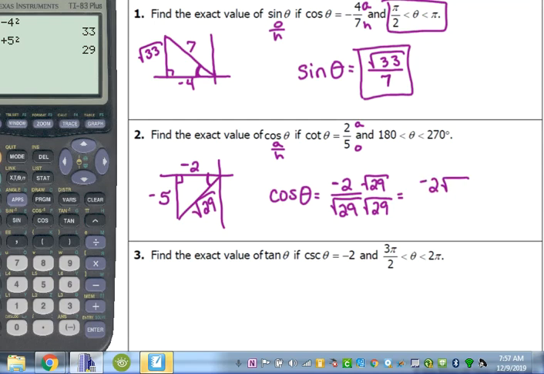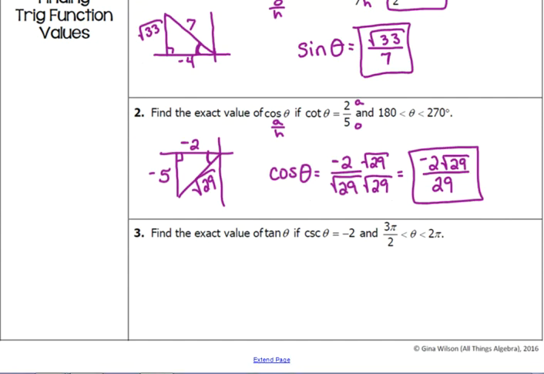Multiply top and bottom by the square root of 29. Square root of 29 times square root of 29 is 29. If the 2 over 29 would simplify, we would simplify that, but it does not. So we just leave it as is.